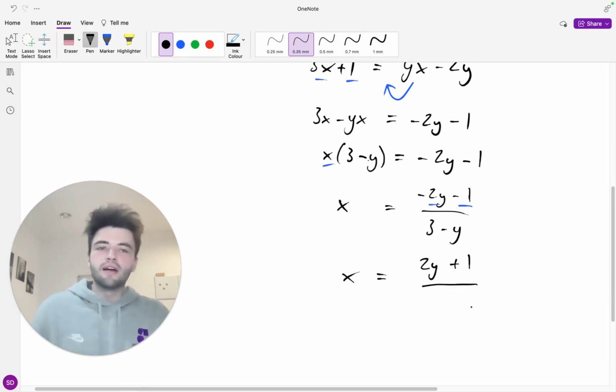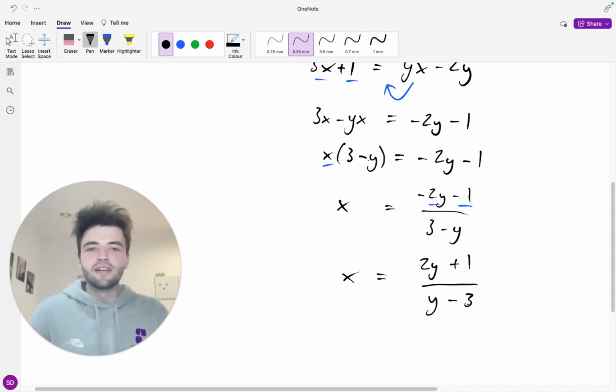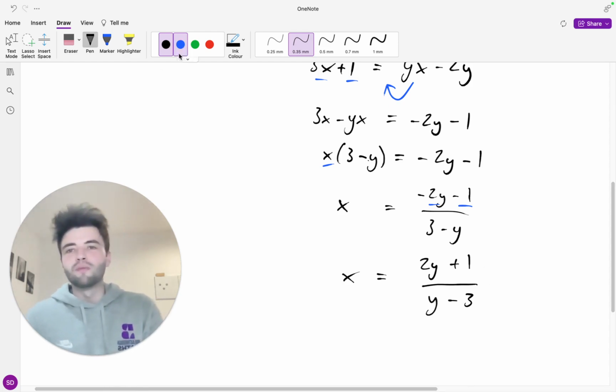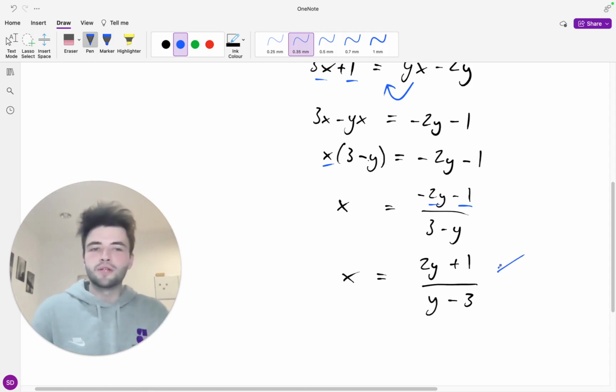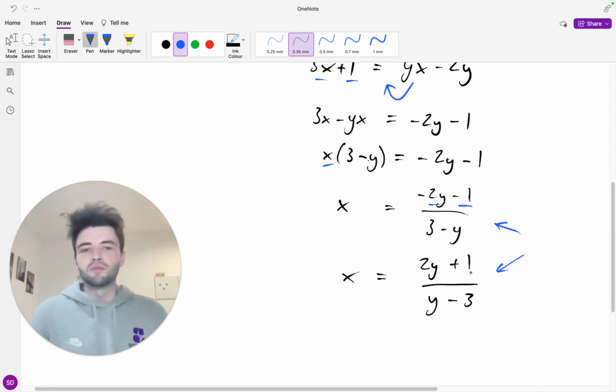And then on the bottom, we're going to do the same thing, except instead of 3 minus y, it's going to be y minus 3. Because if we multiply minus 1 into that, we get minus 3 and then plus y. And so it looks a bit nicer when you have 2y plus 1 up on the top. Again, both answers here are correct. These are both correct answers here on the last two lines. But it is generally just something that we do to have positive numbers as much as we can in fractions.